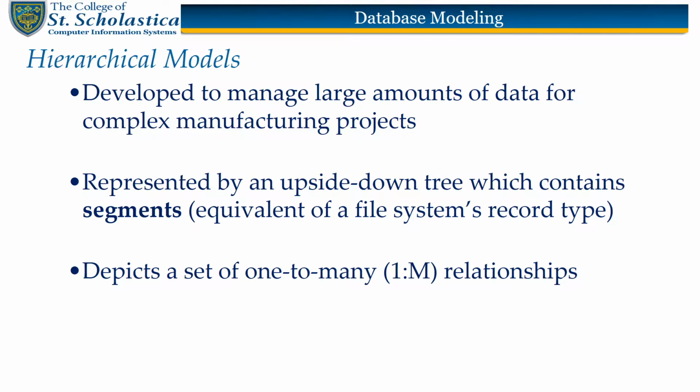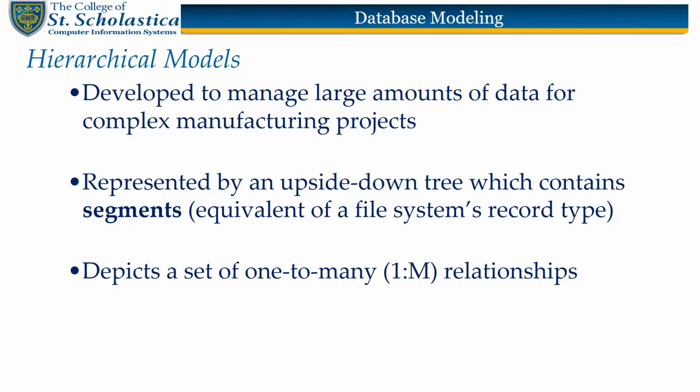The hierarchical model was developed in the 1960s to manage large amounts of data for complex manufacturing projects, such as the Apollo rocket that landed on the moon in 1969. The model's basic logical structure is represented by an upside-down tree. The hierarchical structure contains levels or segments. A segment is the equivalent of a file system's record type.